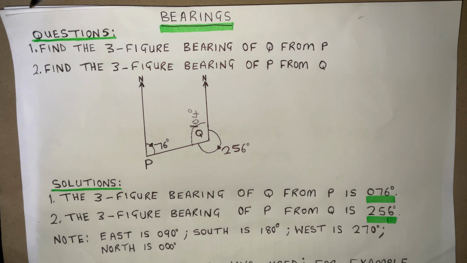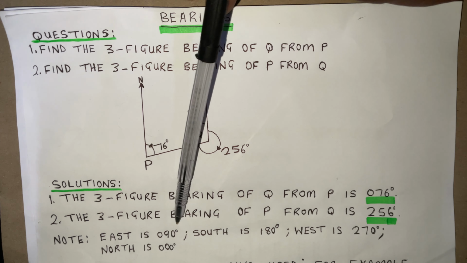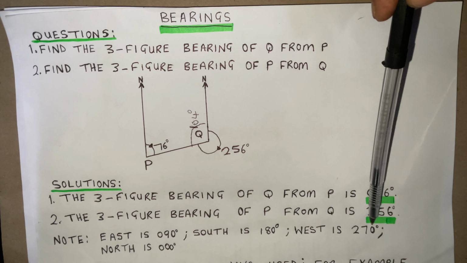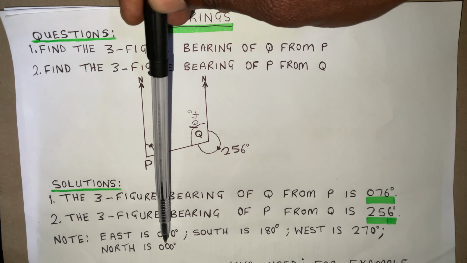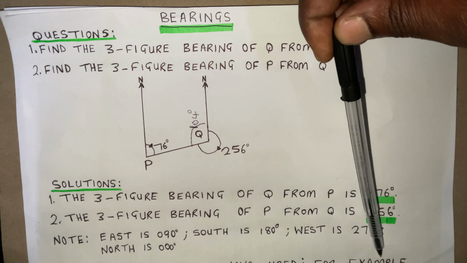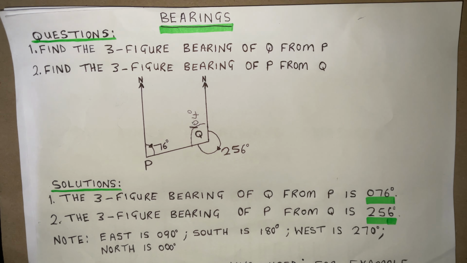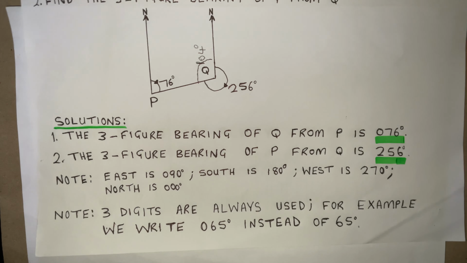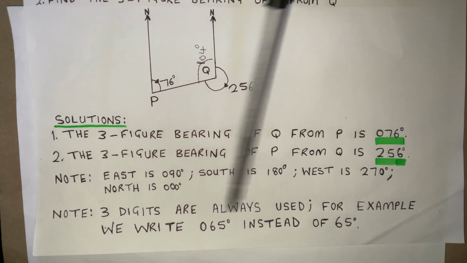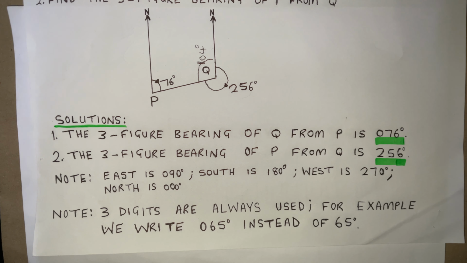There are some important notes which I have written down here. East is 090 degrees under three-figure bearings. South is 180 degrees. West is 270 degrees. North is 000 degrees. Also note 3 digits are always used. For example, we write 065 degrees instead of 65 degrees.